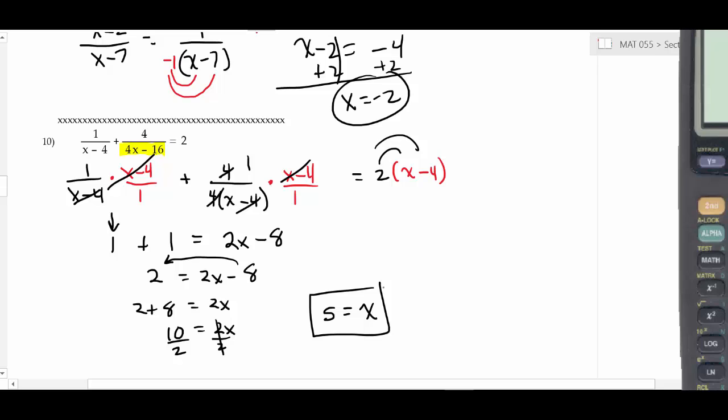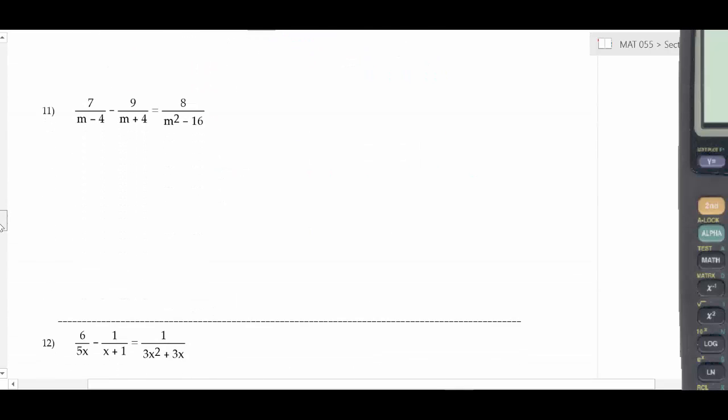For the rest of the problems I'm going to show you in this section, you're going to factor the denominator, figure out what to multiply by to get rid of all the fractions, and then solve from there. That's the idea. If you don't factor, you're not going to make any progress in the problem. So that's what you want to look for first. Let's move on to the next one.